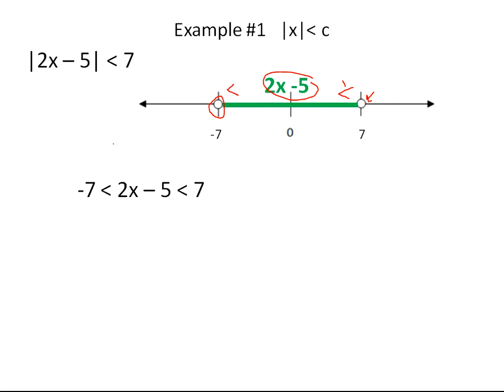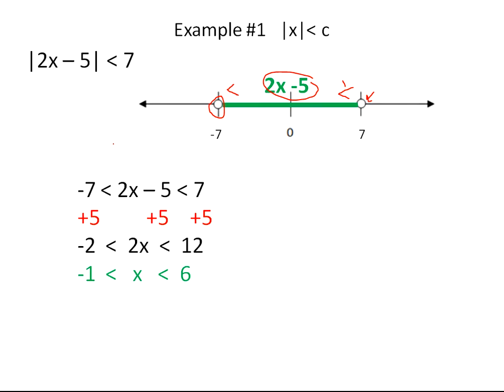So now we're going to solve and get x by itself in the middle. And so we have to get rid of the negative 5 and then the 2. So we get rid of the negative 5 by adding 5 to all three sides. And then we have 2x by itself. So now we're going to divide all three sides by 2. And so that gives us negative 1 is less than x, which is less than 6.